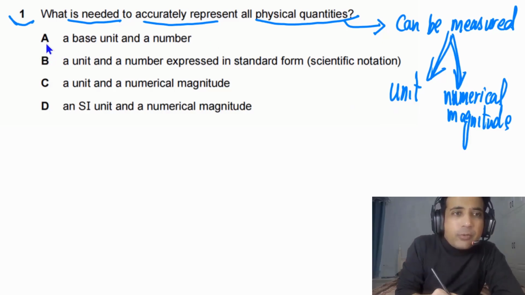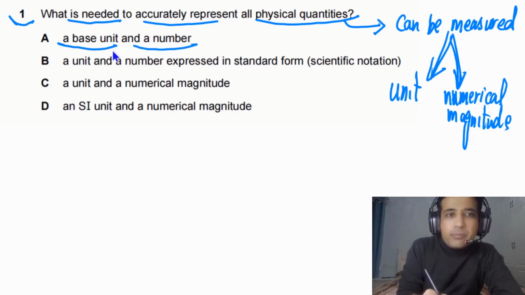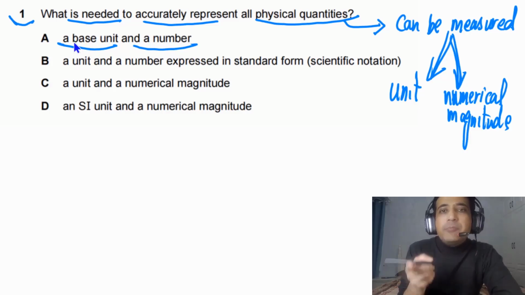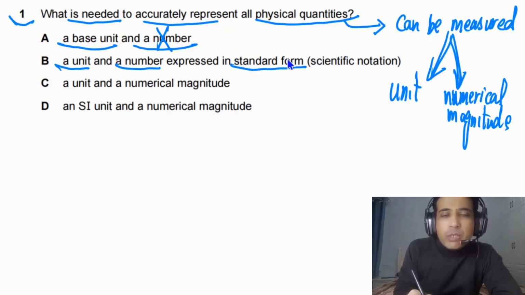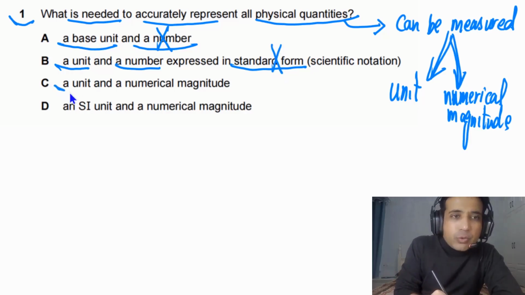Now if you look at the first option, it is a base unit and a number. That is not possible. It can be a unit, not necessarily a base unit, and a number is not good enough, it has to be a numerical magnitude. A unit and a number expressed in standard form: we do not need to express physical quantities in standard form, so this is also not a possible option. A unit and a numerical magnitude: this one is the best possible answer.